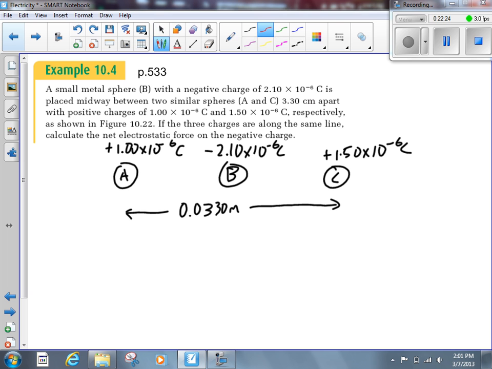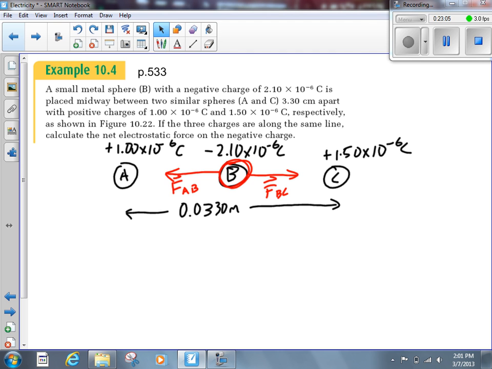We're trying to find the net force on the negative charge, so on charge B. Let's look at A and B, positive and negative, attractive or repulsive. It's an attractive force, so B is going to be pulled towards A. The force of A on B is to the left. Now, A is going to be pulled towards B, but we don't care, because that's not what we're trying to find here. Let's look at C and B, positive and negative, attractive or repulsive. It's attractive. If B is going to be attracted to C, then it's going to be pulled toward C. The force of C on B is acting to the right.